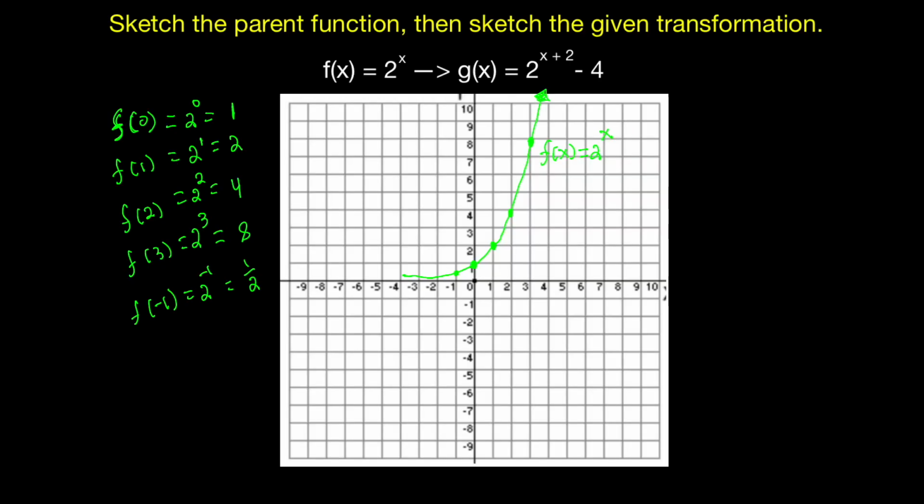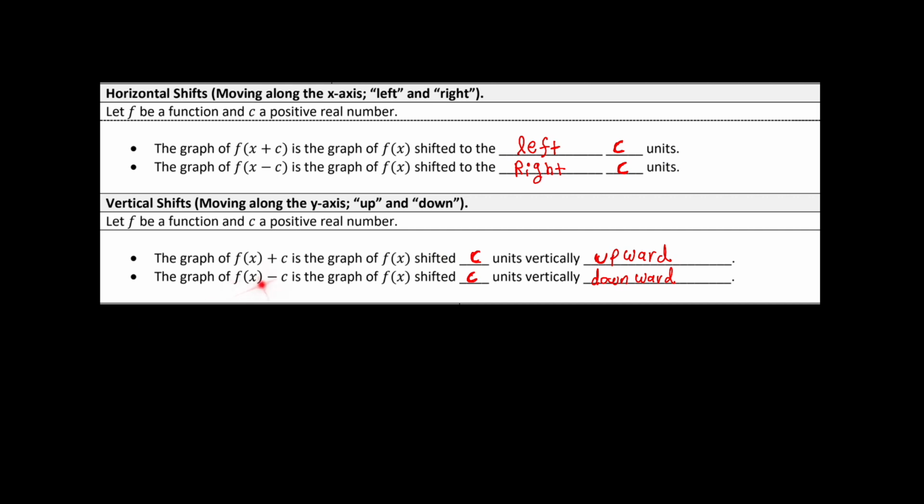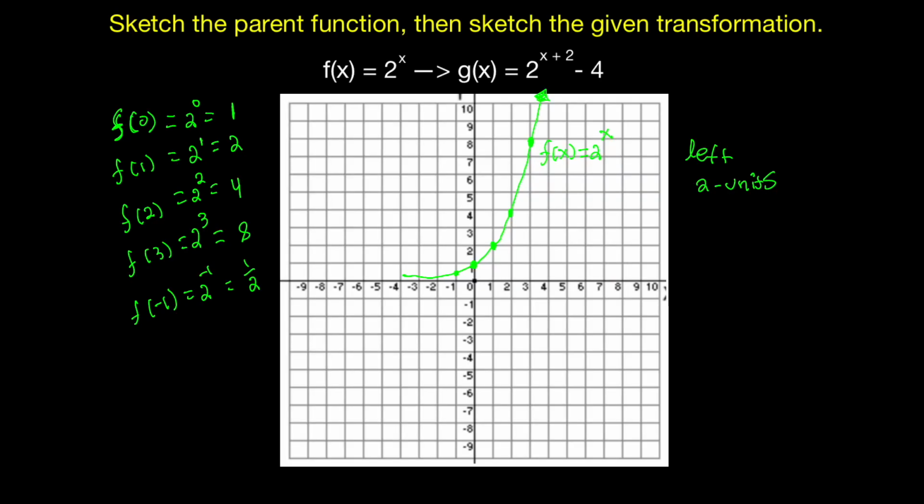So let me write that down. I'm going to go to the left 2 units. And now, whatever happens at the end, if we add, we're going to go vertically upward. If we subtract, we're going to go vertically downward. Here, we're subtracting by 4, so I'm going to go down 4 units.